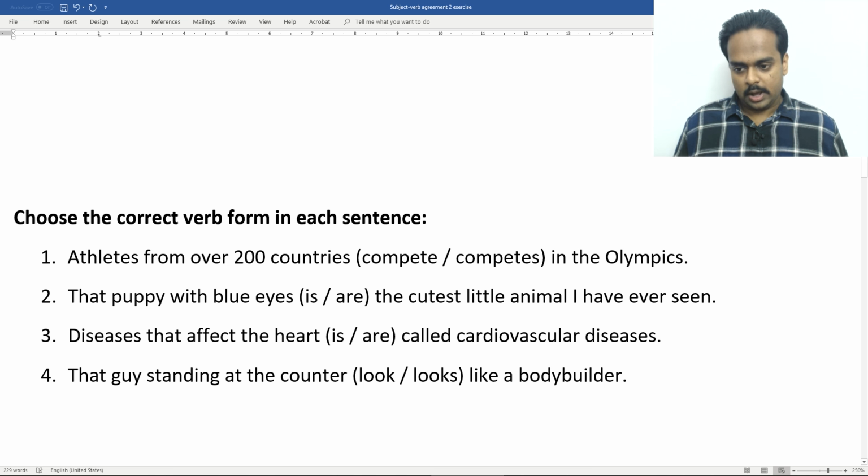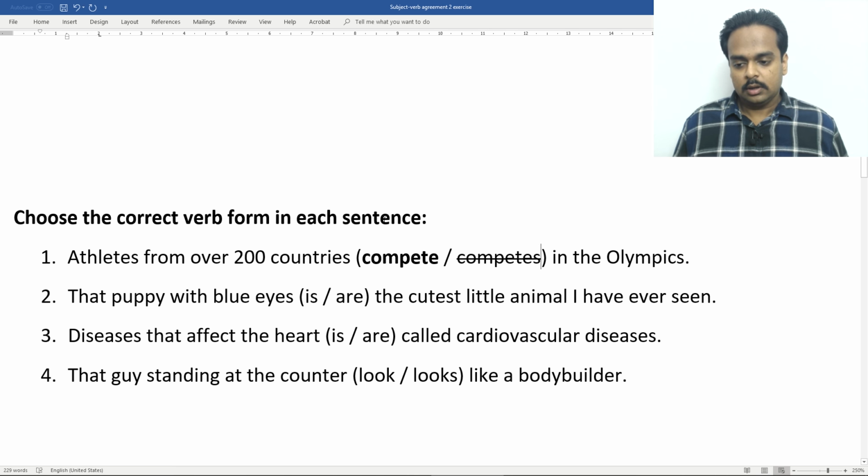Alright, in number 1, athletes from over 200 countries compete or competes in the Olympics. We have a prepositional phrase here. So what's the preposition? The preposition is from. So from over 200 countries is the prepositional phrase. This tells us about the athletes. So the subject is athletes. This is a plural noun. So athletes from over 200 countries compete in the Olympics.